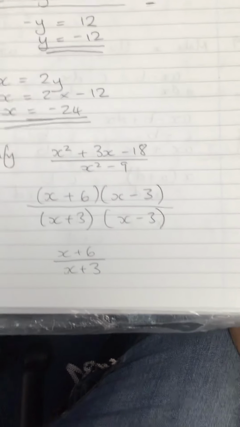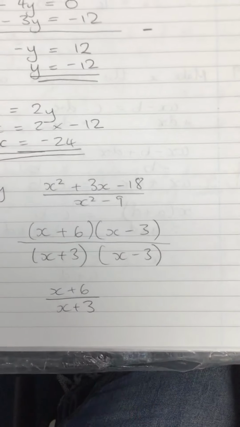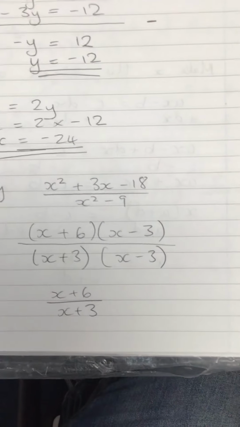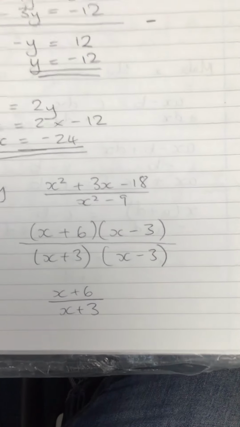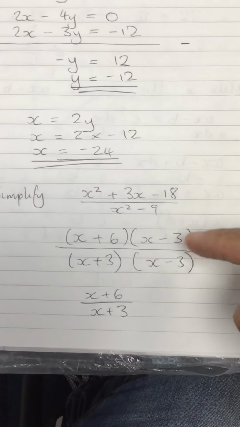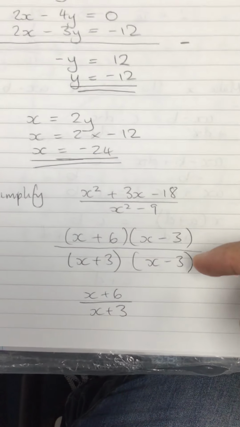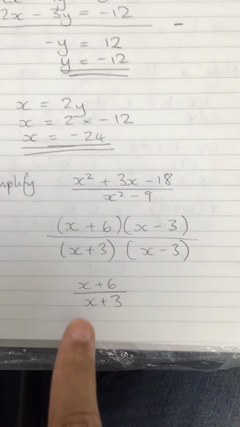So that's the top. The one on the bottom, x squared minus 9, is the difference between two squares. 9 is a square number, so I knew that the numbers in both brackets had to be 3. And it means one is a plus and one is a minus. Now I've got this, you can see that those two cancel out because they're the same thing. So basically I get rid of them, and that's why you're left with x plus 6 over x plus 3.